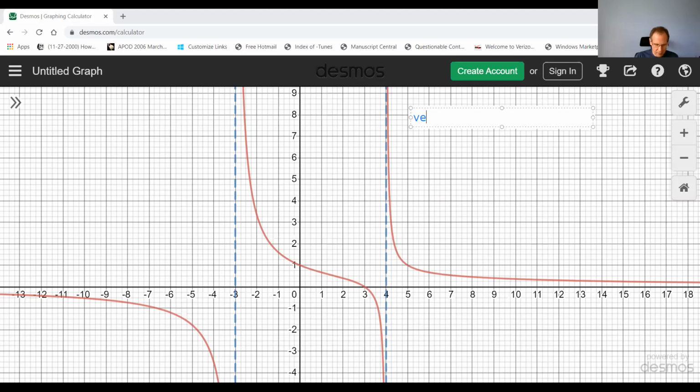So I'll say vertical asymptote, and there's one at x equals -3. So that must come from the factor x plus 3, right? And that factor would be in the denominator, because if I solve x plus 3 equals 0, I'm going to get x equals -3. So it comes from the factor right here, x plus 3.